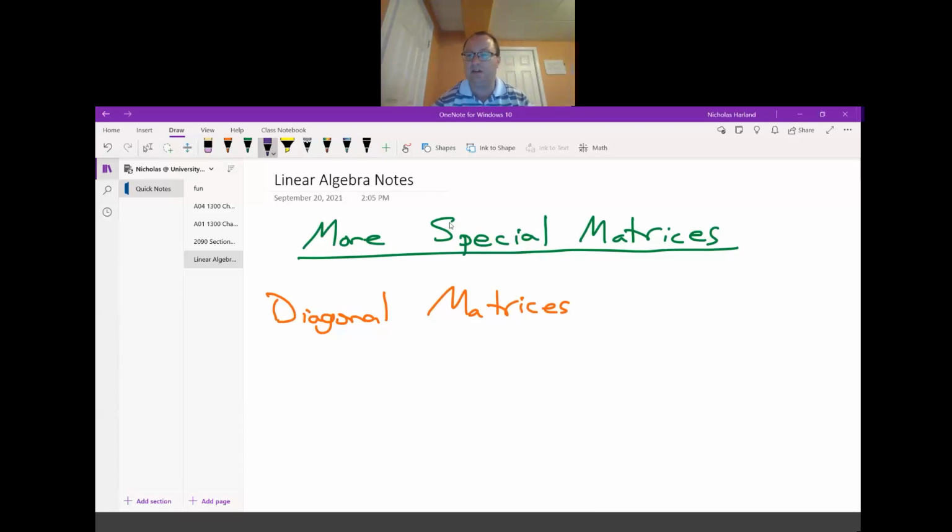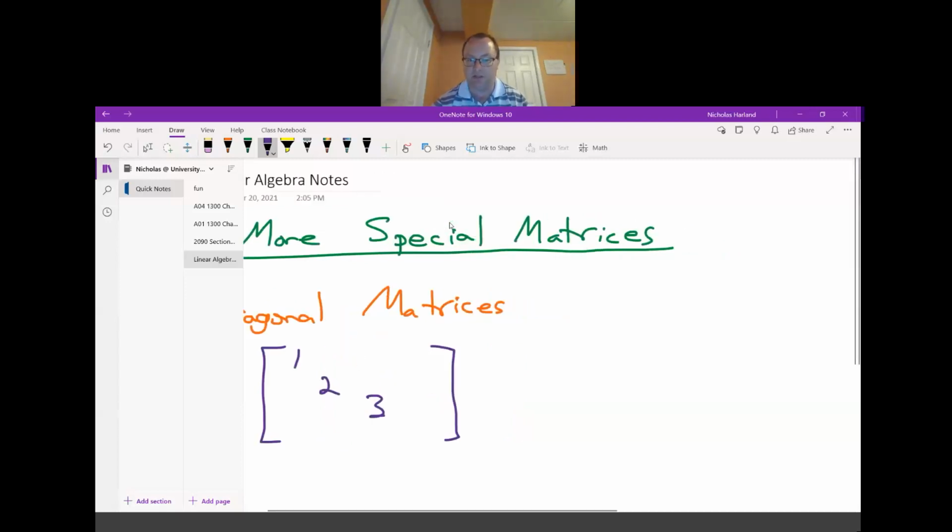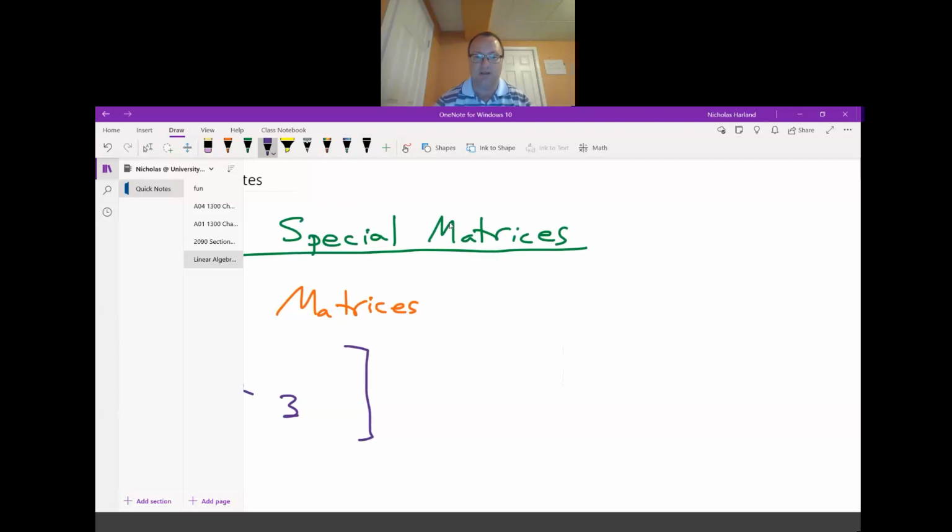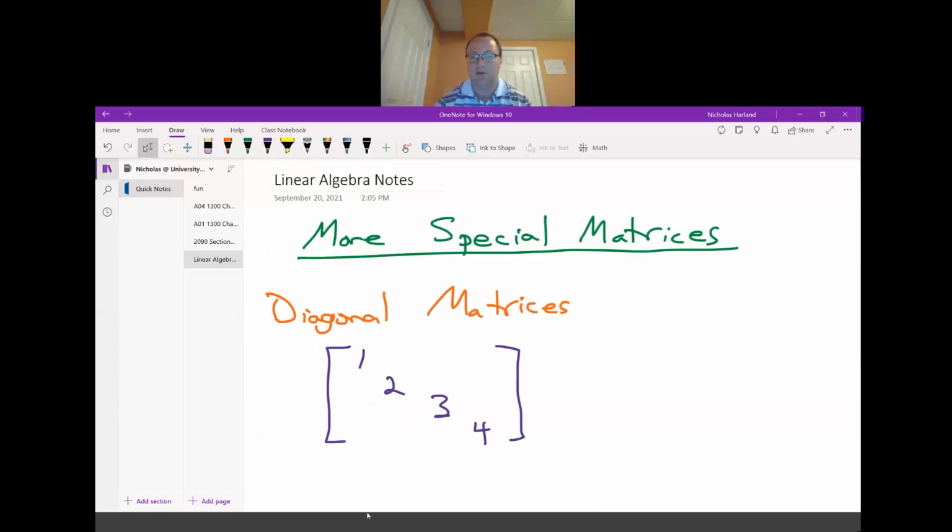The idea behind a diagonal matrix is more about what is not on the main diagonal than what is on the main diagonal. The entries on the main diagonal can be anything, for example, 1, 2, 3, 4, but everything off that main diagonal is going to be zeros.